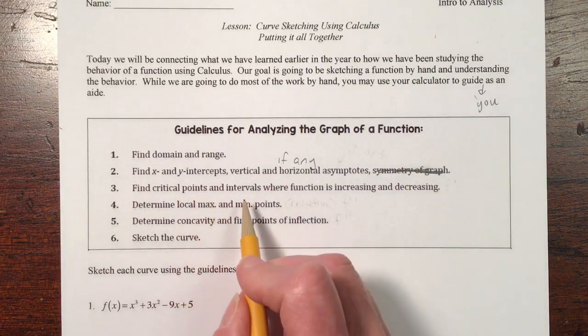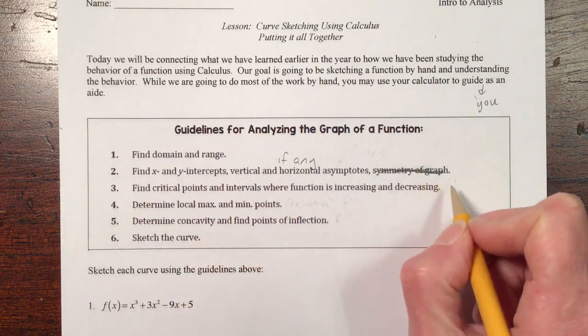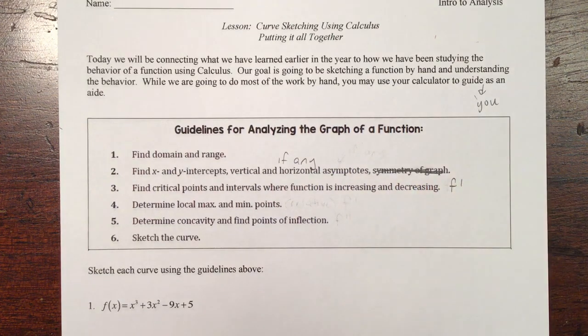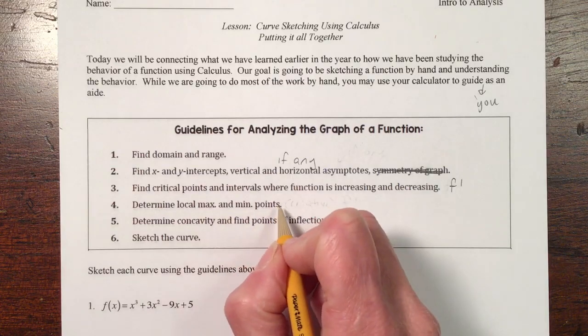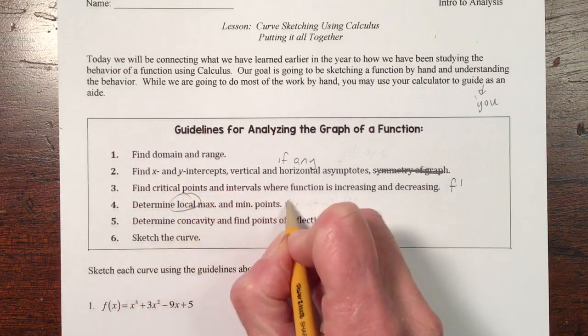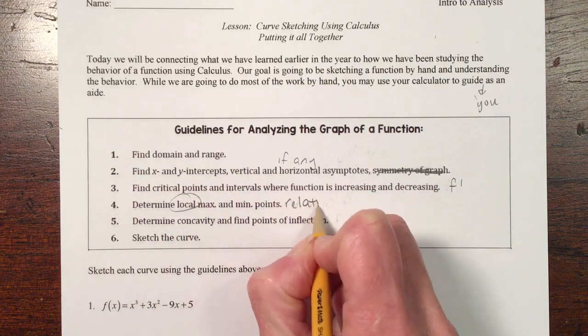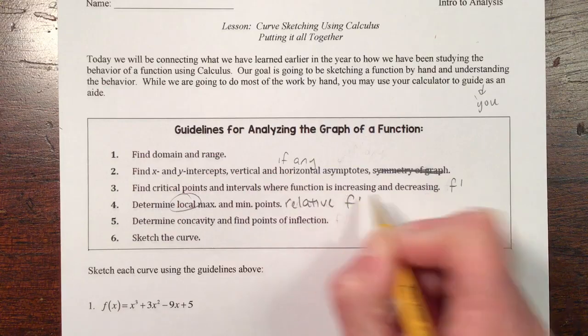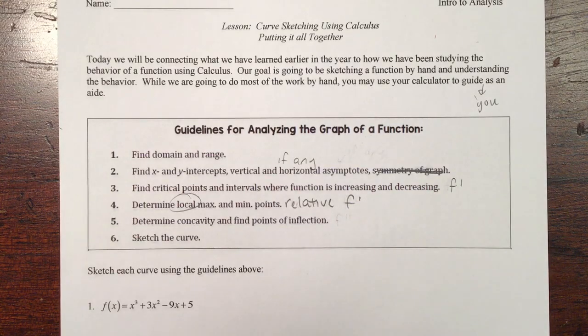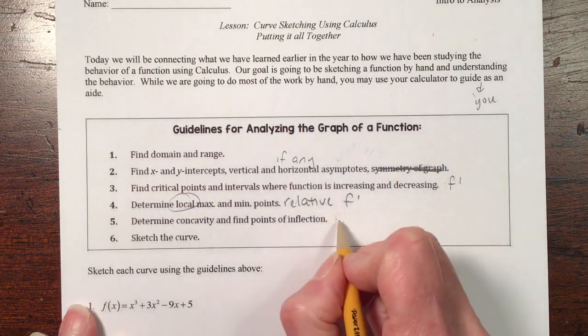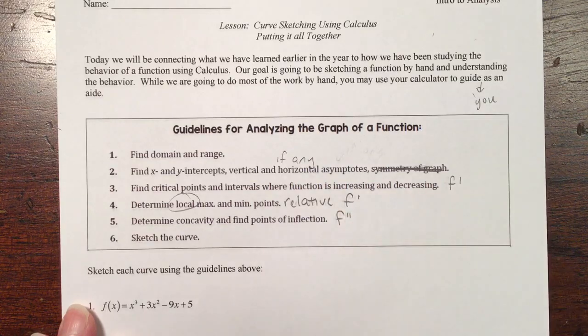We want to find any critical points and intervals where the function is increasing and decreasing. We're going to use the first derivative. We want to determine any local maximum or minimum points. Local is just another word for relative. We're going to use the first derivative, and then we're going to determine concavity and points of inflection, and for that we're going to use the second derivative. Lastly, we're going to sketch the curve.